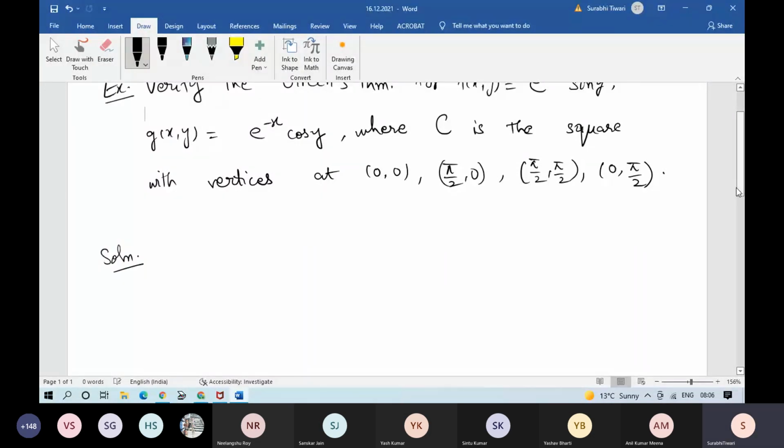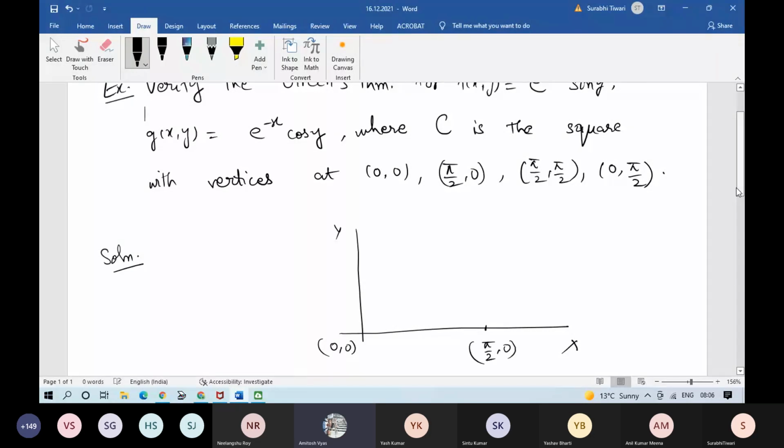Now, first of all, you have to draw this square, this figure. This is x-axis, this is y-axis. We have (0, 0) here, and then (pi by 2, 0), (pi by 2, pi by 2), (0, pi by 2).